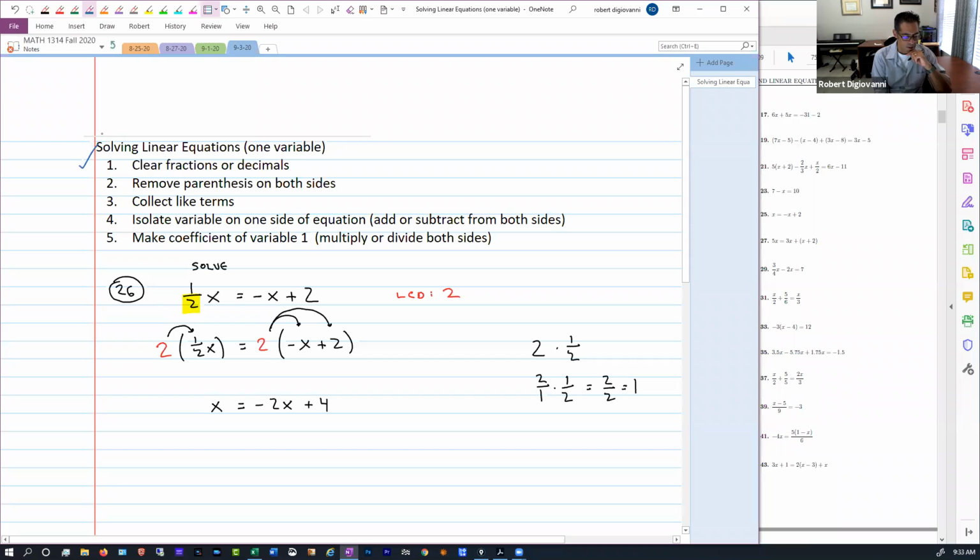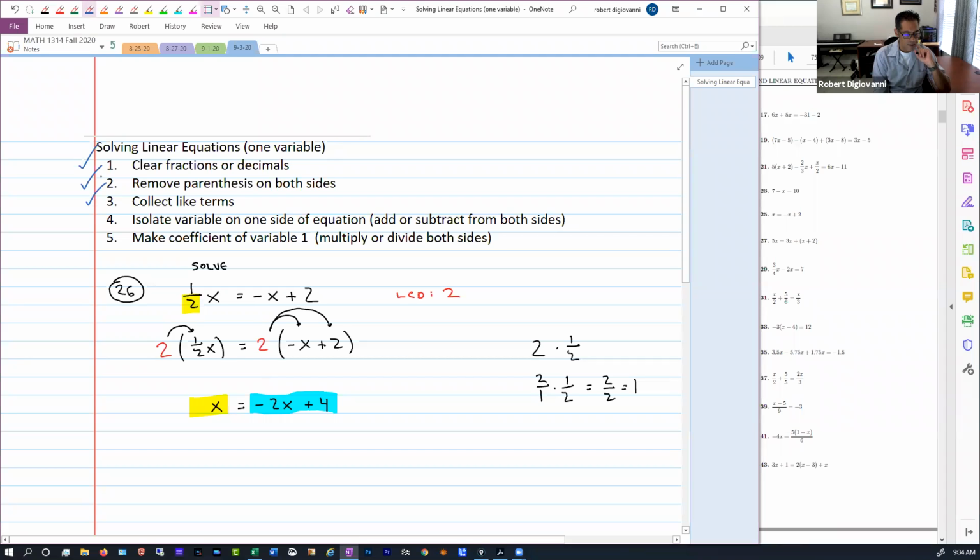And now what we need to do is remove any parentheses on both sides of the equation, which in this case, we don't have any, so we can just move on. Now we collect like terms. So we look at the left side, and we look at the right side separately. And we ask ourselves, can we combine anything together? In this case, we can't, because the minus 2x plus 4, those aren't like terms, so we can't combine them. So we move on to step 4. Is that all right? Yeah.